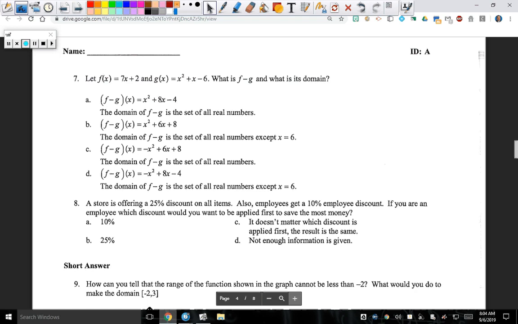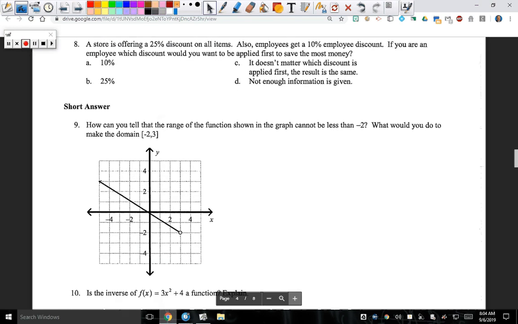Okay, so let's go on to number 8. Number 8 says the store is offering a 25% discount on all items. Also, employees get a 10% employee discount. So if you are an employee, which discount would you want to be applied first to save the most money?